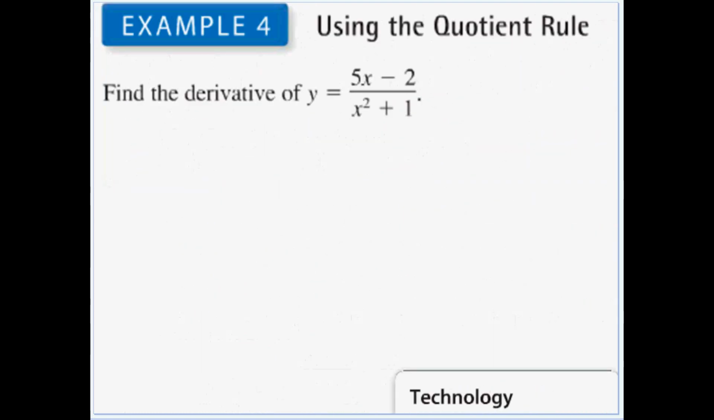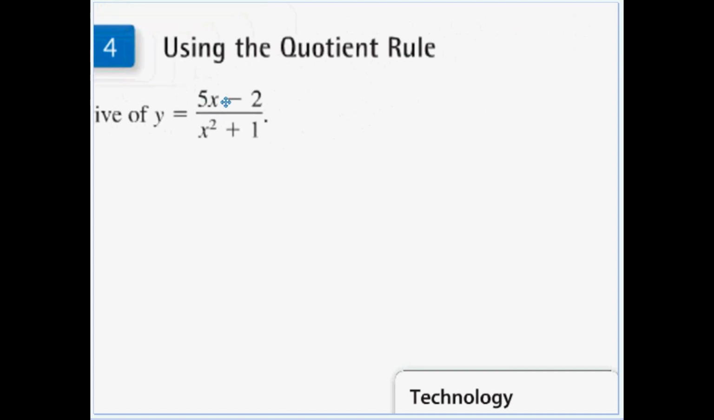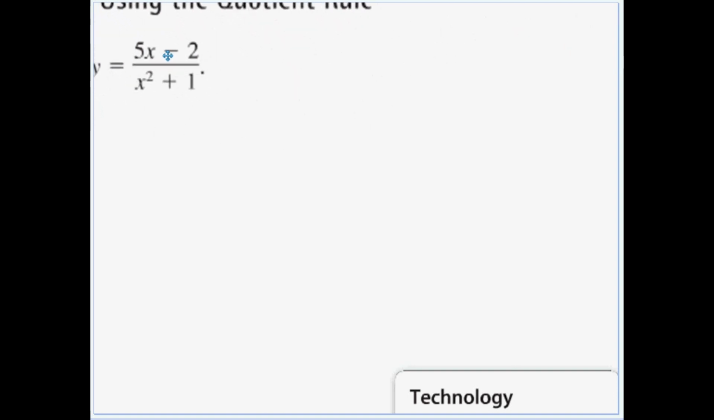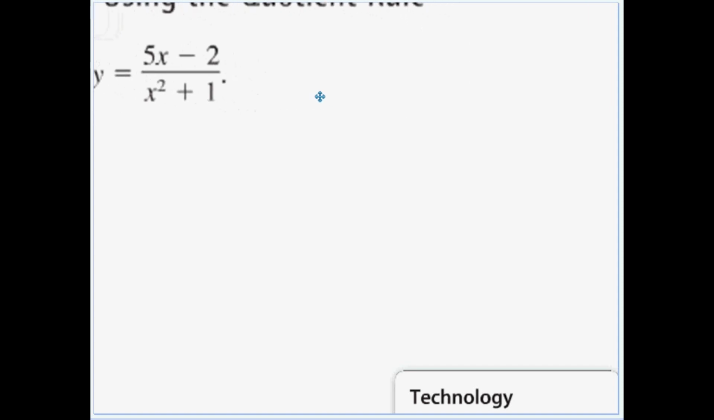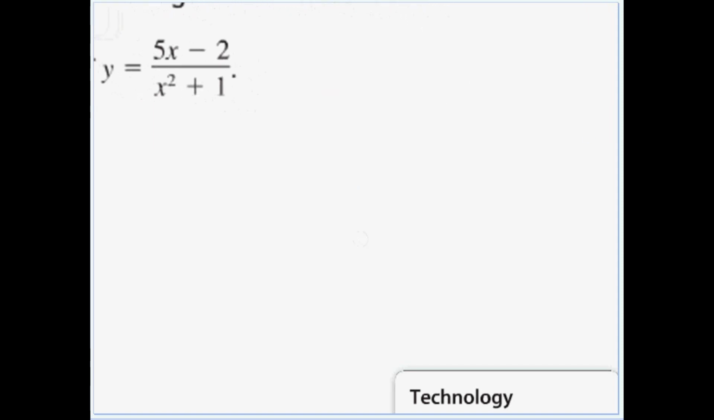Here we go. Find the derivative of f of x equals 5x minus 2 up top, x squared plus 1 is the denominator. Here is our function. And again, we're going to do a little crisscross pattern here. My high function is 5x minus 2. The derivative of that would just be 5. My low function is x squared plus 1. Its derivative would be 2x. So our function is y. Let's use y prime for our derivative notation.